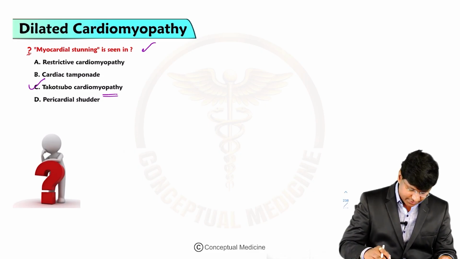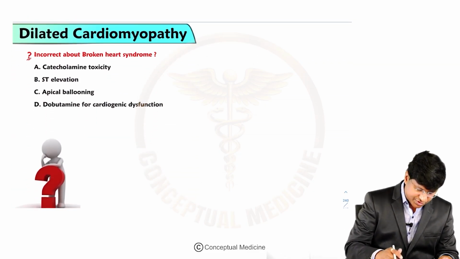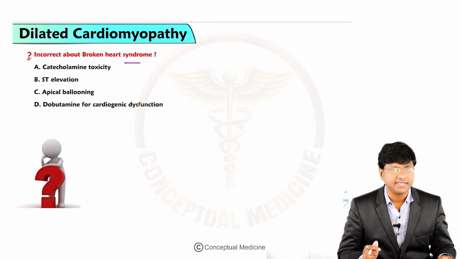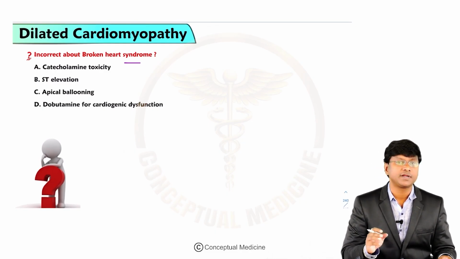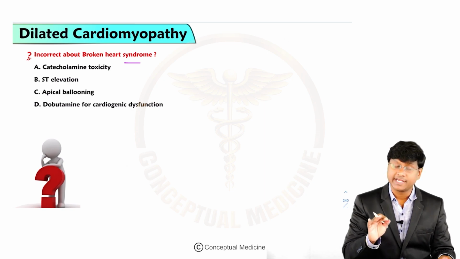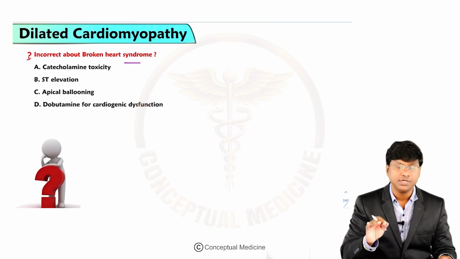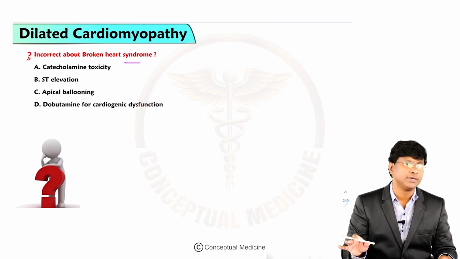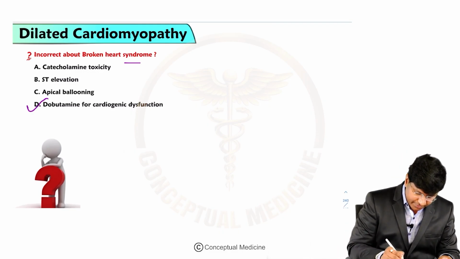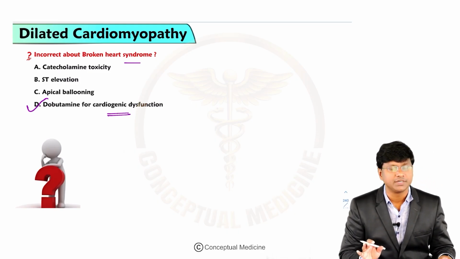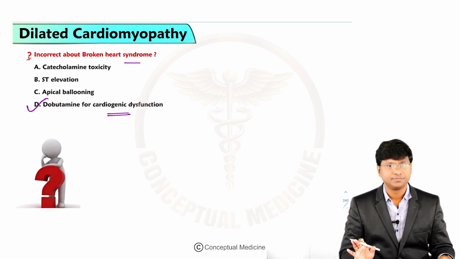Now you see one more question. Incorrect statement about broken heart syndrome: catecholamine toxicity, ST segment elevation, apical ballooning, dobutamine for cardiogenic dysfunction. Let me tell you, catecholamine toxicity will definitely be there. ECG will show you ST segment elevation. 2D echo also will show you apical ballooning. But dobutamine for cardiogenic dysfunction should not be given in patients with the broken heart syndrome, right?